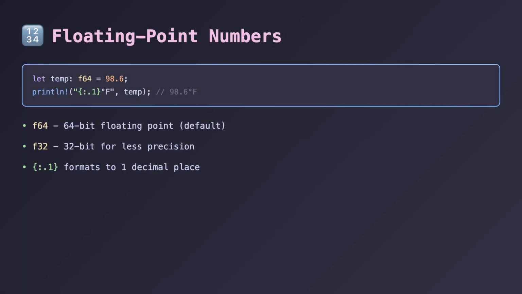f64 is the default floating point type. Use :.1 to format with 1 decimal. Rust requires explicit type annotations.